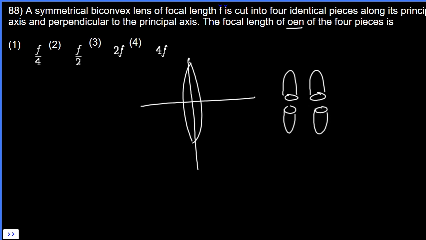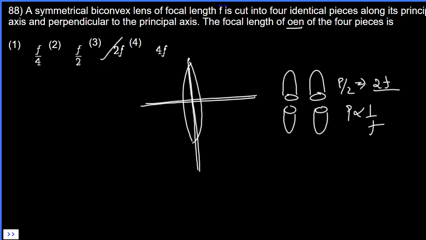When the lens is cut along the principal axis, focal length remains constant. When it is cut perpendicular to the principal axis, power becomes P by 2. Each lens power becomes P by 2, and focal length becomes 2F, because power and focal length have an inverse relation. There is no change when the lens is cut along the principal axis, focal length and power remain constant, but when it is cut perpendicular, focal length becomes double and power becomes P by 2. Option number 3 is correct.